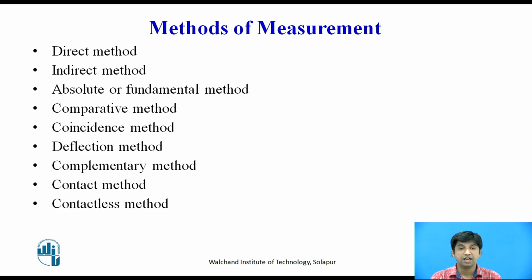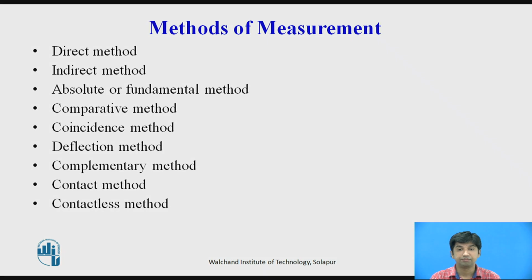Absolute or fundamental method. It is based on the measurement of the base quantities used to define the quantity. For example, measuring the quantity directly in accordance with the definition of that quantity, or measuring a quantity indirectly by direct measurement of the quantities linked with the definition of the quantity to be measured.